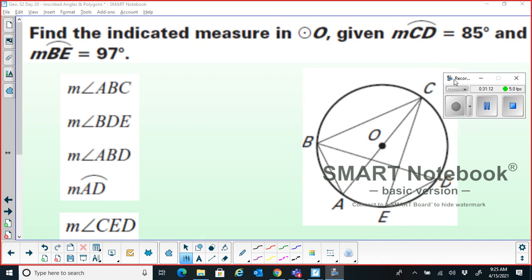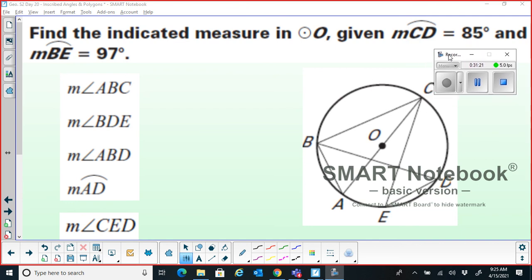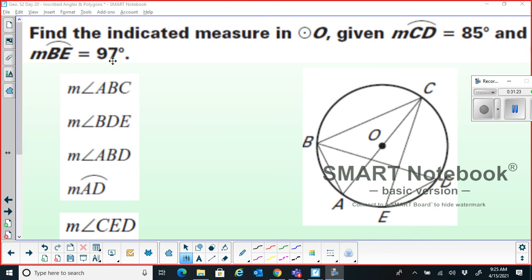Find the indicated measure in a circle given the measure of arc CD as 85 degrees. They have given arc CD of 85 degrees and arc BE of 97 degrees. Let me mark them. So they have given arc CD as 85 degrees and arc BE as 97 degrees.